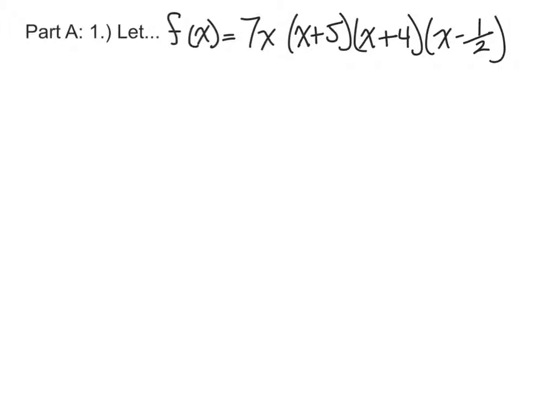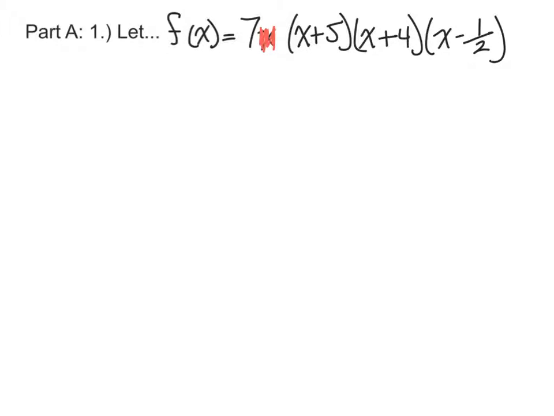For problem 1, we're going to let f of x be the polynomial 7x times x plus 5 times x plus 4 times x minus a half. Now before we get started, I want to erase this x. Taking this x out will make the problem a little bit more interesting.